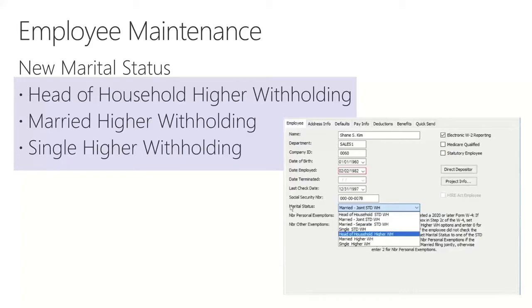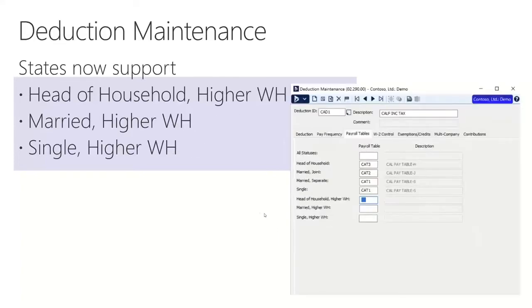Also, what happened around payroll for employee maintenance, the new drop-down options of head of household higher withholdings, married higher withholdings, single higher withholdings. You have all these options now available as well. And I think one more, as my mouse slowly goes there. And also in the deduction maintenance screen as well. So I apologize, my mouse is not listening to my clicks.